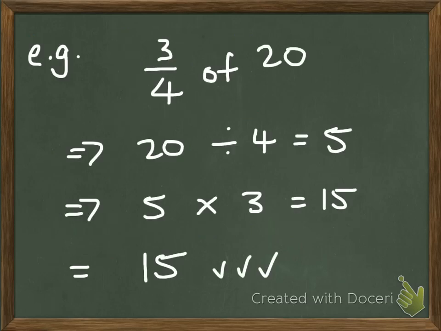Here's another example. 3/4 of 20. Well, 20 divided by 4 is 5. Then times it by the numerator. So 5 times 3 is 15. And we got it. 15 is the answer.